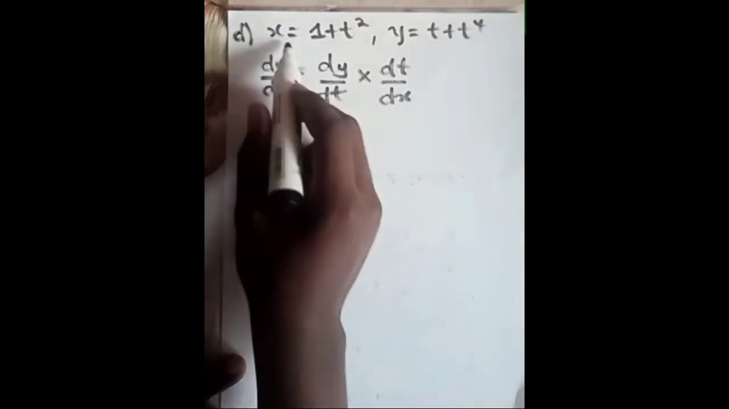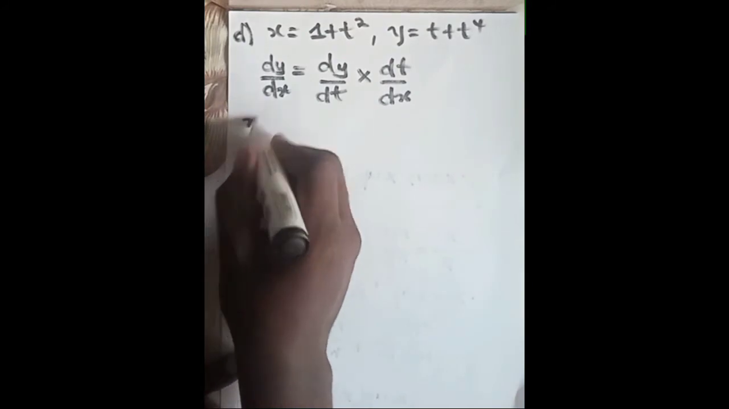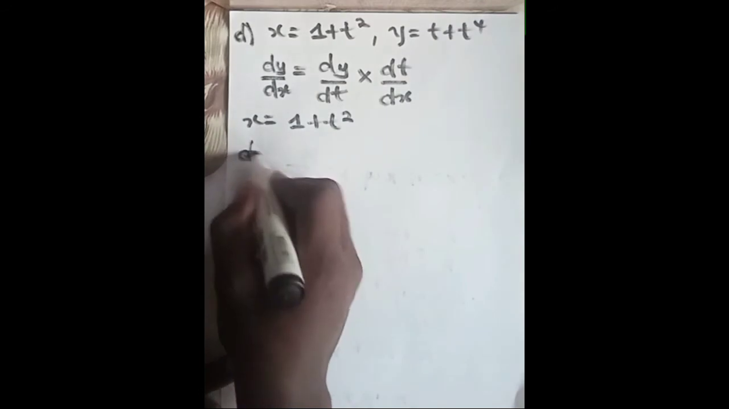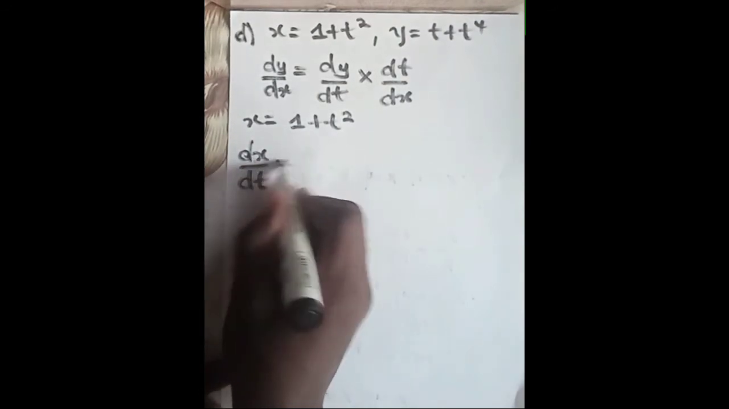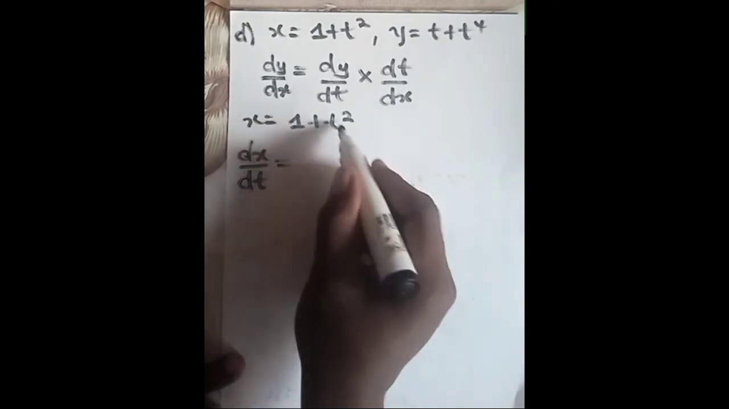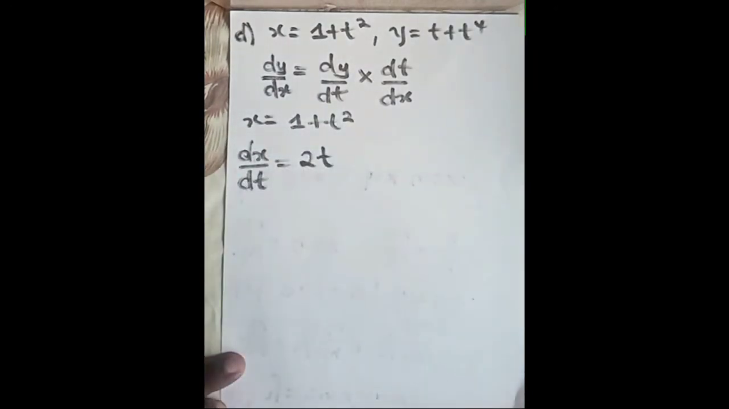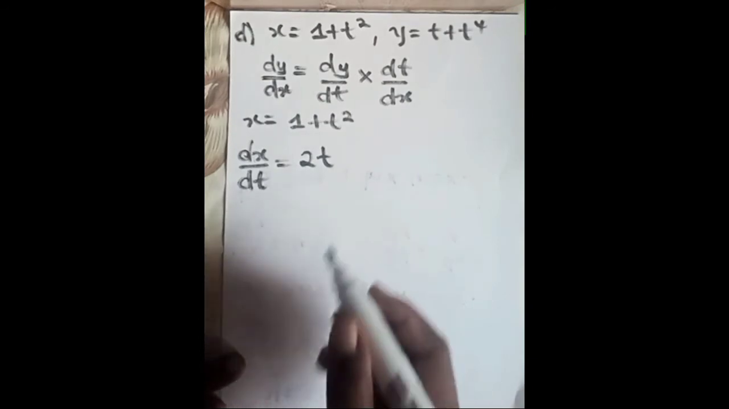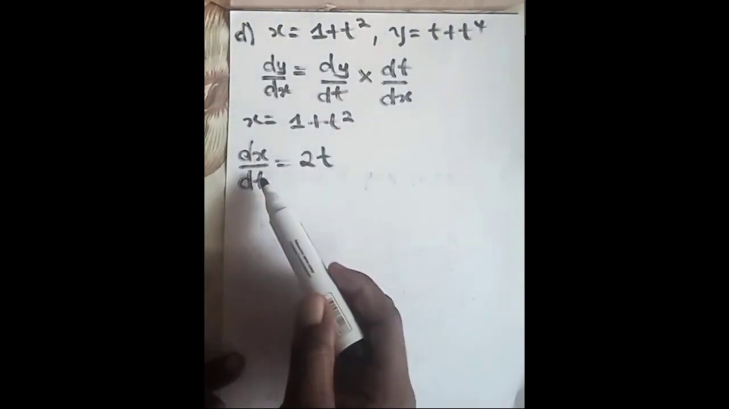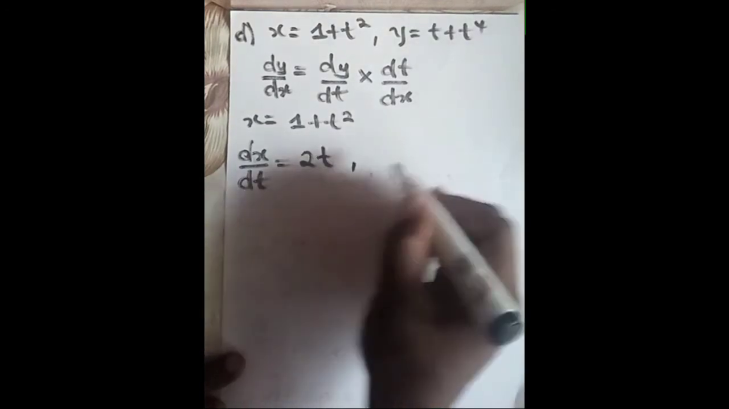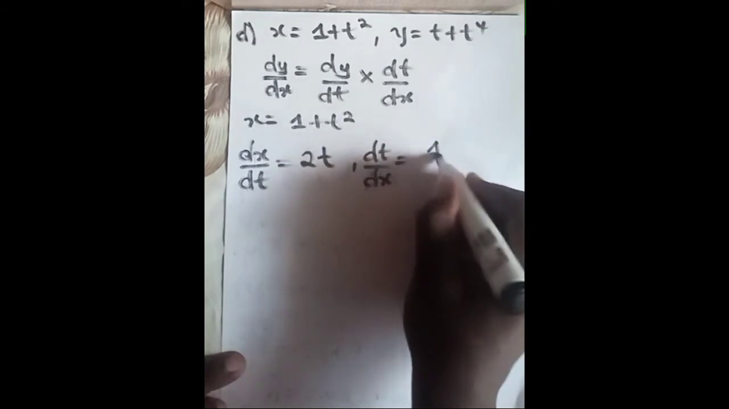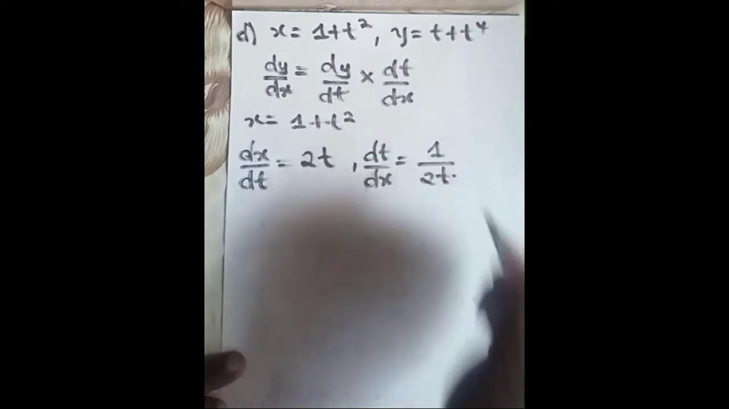So if I'm differentiating this x, which is equal to 1 plus t squared, differentiating it, dx on dt, with polynomial differentiation, the 1 simply gives 0, and then here we're going to have 2t. But now we're supposed to have dt on dx, not dx on dt. We just invert that. Now dt on dx is going to be 1 on 2t.